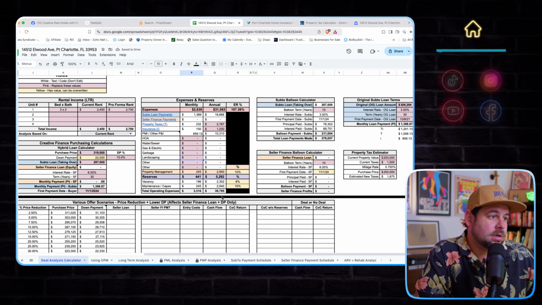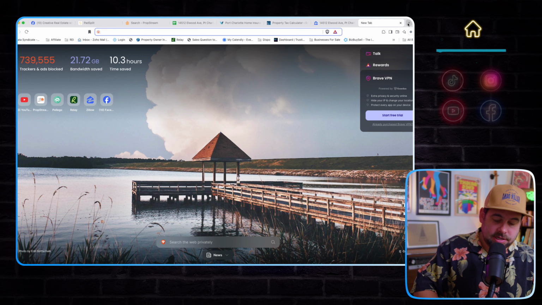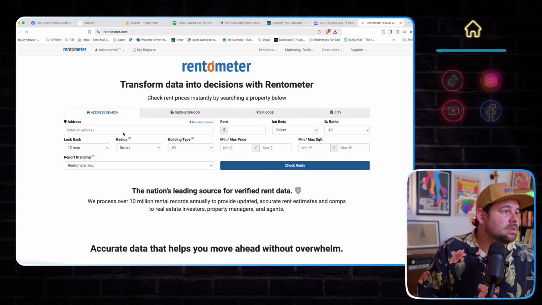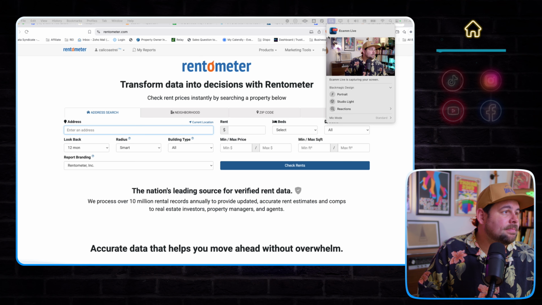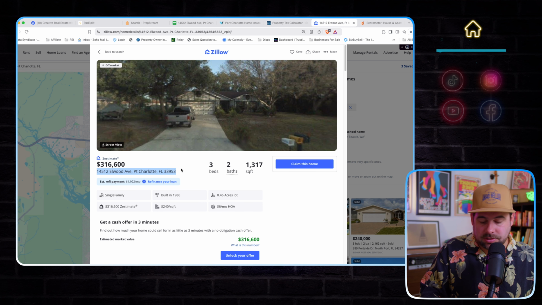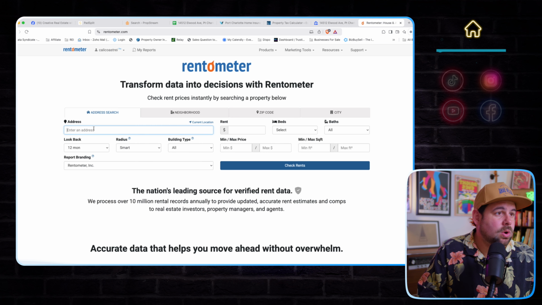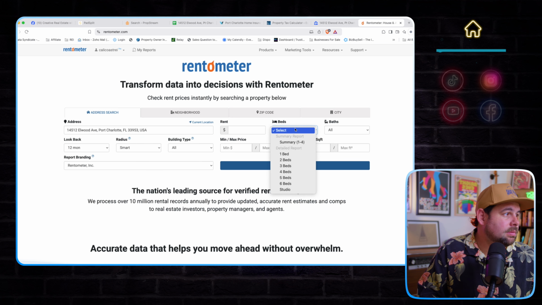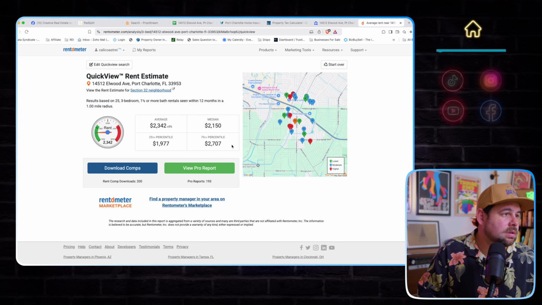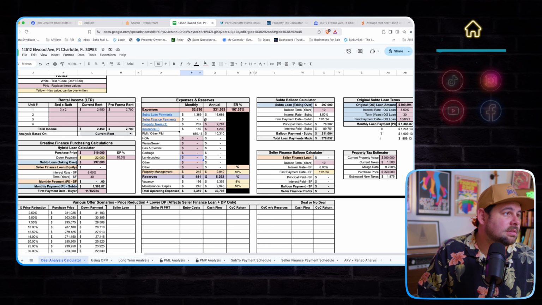Okay, let's run it as a long term. Let's see how she stands up as a long term. Rentometer. So now we're going to enter the address again. And then just put in exactly the home's characteristics. It's a 3-2. Check rents. Somewhere around 2,300.